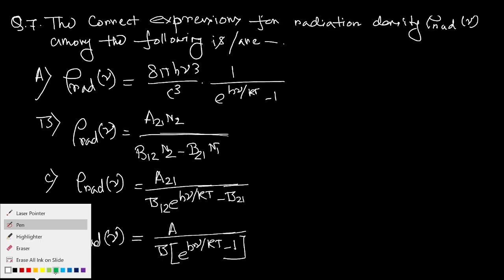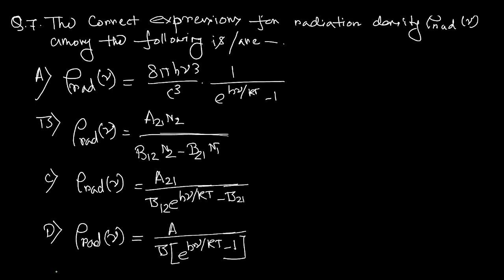So the first option is the black body radiation option, the expression of black body radiation. This option is correct. Now, what is the second one? A nu 2, radiation density is A21 into N2. Okay, B12 into N2, that is not correct, because if we write B12, it should be N1 and this should be N2. So this is a wrong answer.